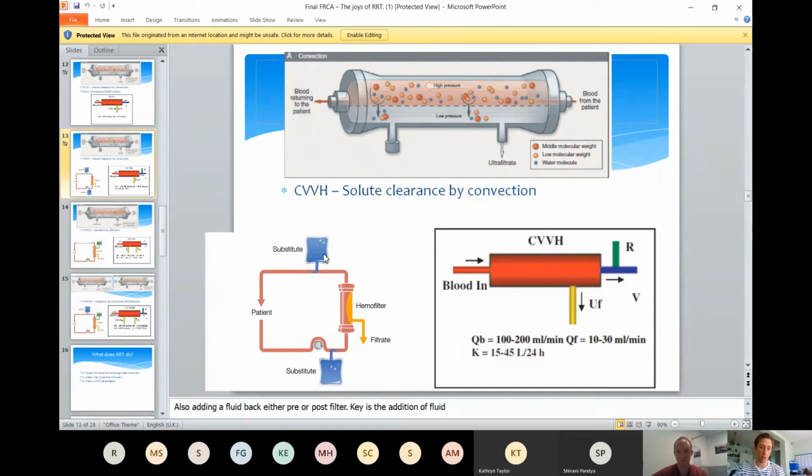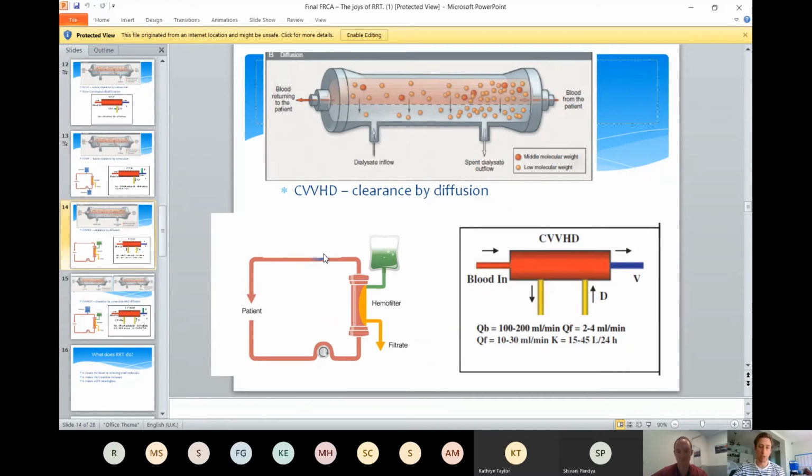And then all of them just kind of build on that, really. So this is your CVVHD, hemodialysis, which has a filter, but the difference being that this one's got a dialysate that goes sort of in past the filter. And that's CVVHD.